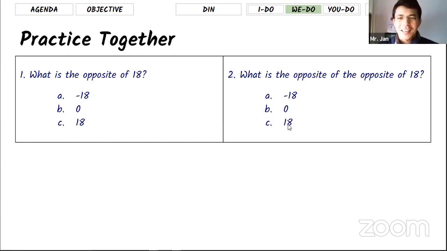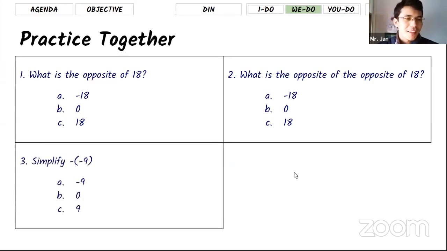Yes, it is C and it is 18 because it will be the same. If you take twice the opposite, that means it cancels each other, right? That's why it becomes itself. Thank you so much. So let's see the next question.